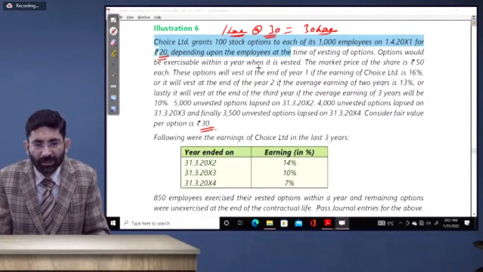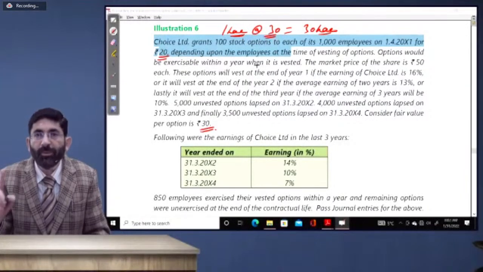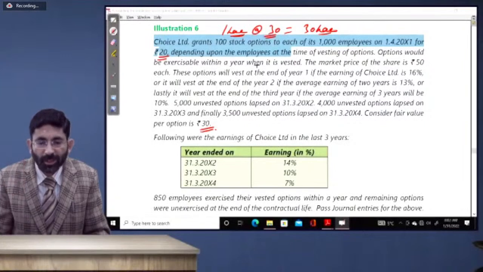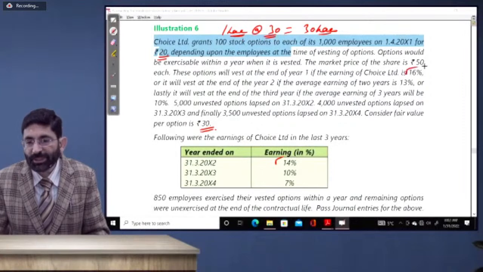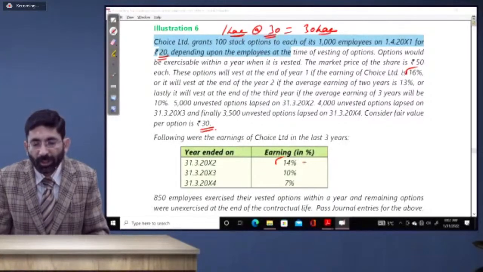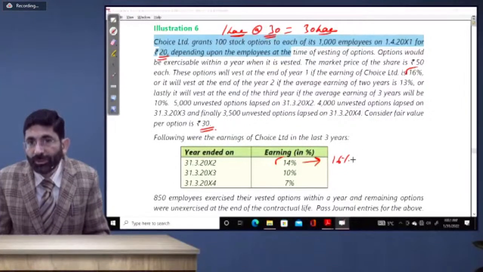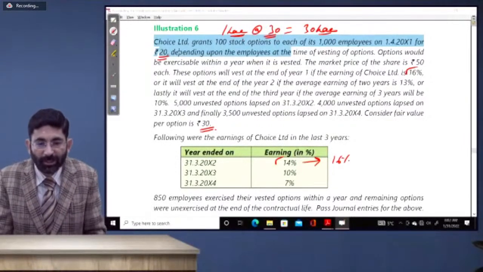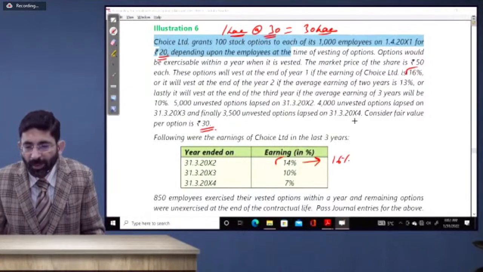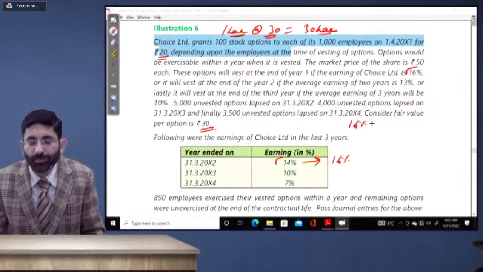Now he says the vesting period will be 1 year only. In case our profit percentage is 14%, our profit percentage is 16%, but we are unable to achieve that target at the end of year 1. So if we have achieved the target at the end of first year, what will happen? If the profit percentage at the end of first year is 16% or more, what may happen?